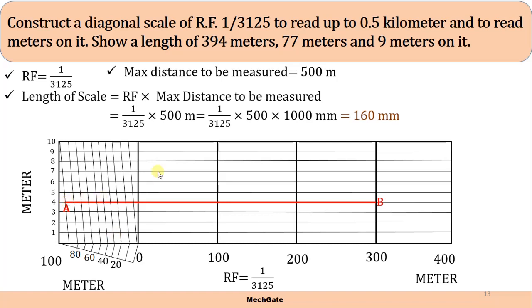Similarly with 77 meter. This is 0. This indicates 70 meter. And for 77 I have to move up to this 7. So this is my 77 meter. And 9 meters on it, that is over here 0 to 9. That way we can represent this measurement.